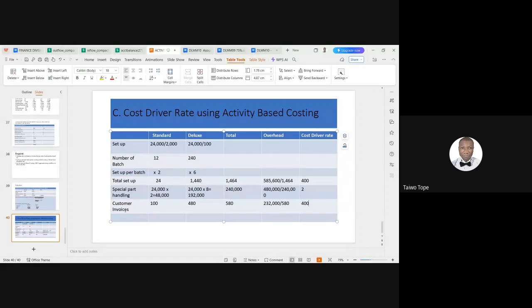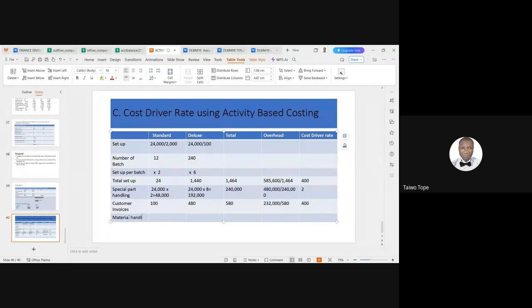Now, the next activity is what? Material handling. What is the story about that? From the question, number of separate materials issued per batch. Now, in the analysis of the overhead, material handling costs is what? 504. What is the cost driver? Number of batches. So number of batches is what you have to look out for in this regard, otherwise by the time you go ahead to pick the figures above, you get it wrong.